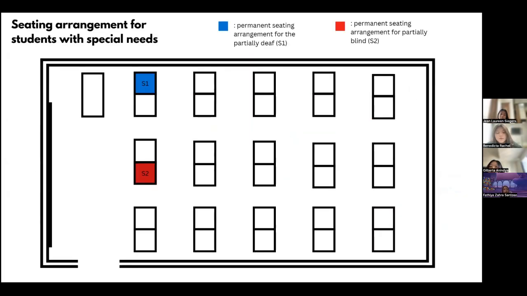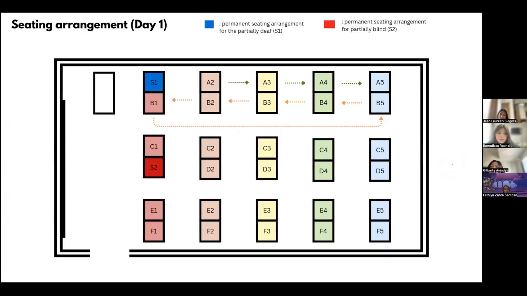Let me introduce myself first. My name is Fatia Zahra Santoso. From this slide, we could see the visualization of what Jan actually mentioned. So S1 is placed at the front left, while S2 is placed at the front center. Then moving on to the seating arrangements, we made it into a 5-day cycle. For columns A, C, and E, they will move 1 seat backwards, and for columns B, D, F, they would move to the back and then move forwards. This applies to all 5 days.